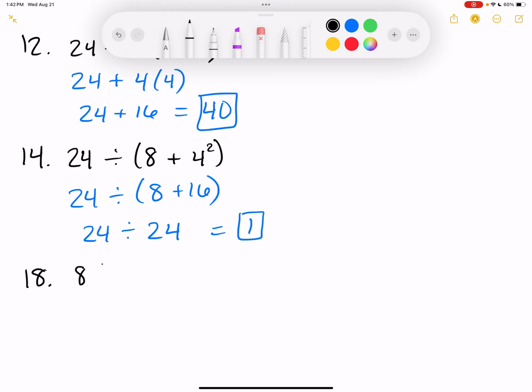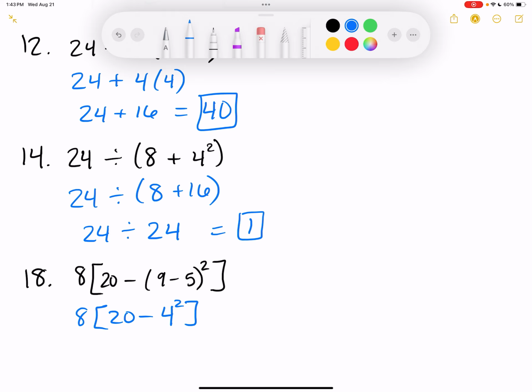8, and then in a bracket, 20 minus parentheses, 9 minus 5, close the parentheses squared, and then close off that bracket. This one kind of has a lot going on, obviously. So what is the very first thing I need to do on this one? Parentheses. The parentheses in there, which gives me 4. So this is 8 times 20 minus 4 squared.